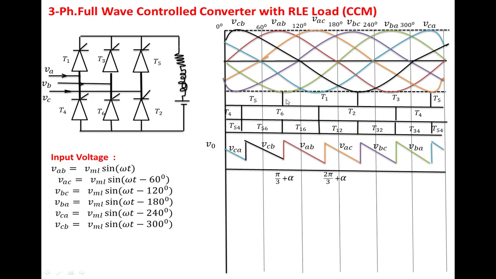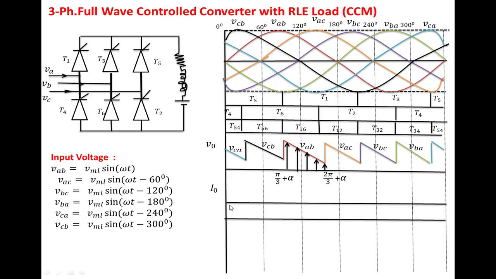This instant, nothing but the instant at which T1 is on, we can write it as pi by 3 plus alpha. Now this instant we can write it as 60 degrees. For this one you have to add the 60 degrees. We are getting 2 pi by 3 plus alpha. We have taken the load current as a constant load current. So this is the constant load current, it does not change with respect to time, which means that the load consists of a high amount of inductance.